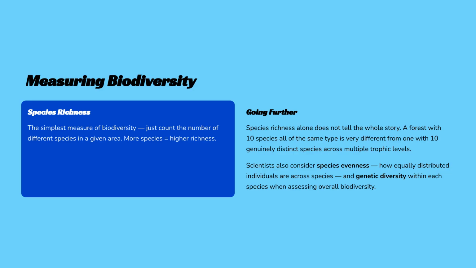To protect biodiversity, we must first measure it. While species richness is a simple count of species, scientists also look at species evenness and genetic diversity to get a complete picture of an ecosystem's health.